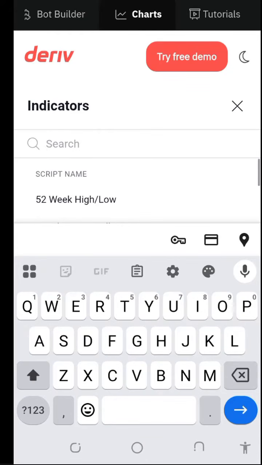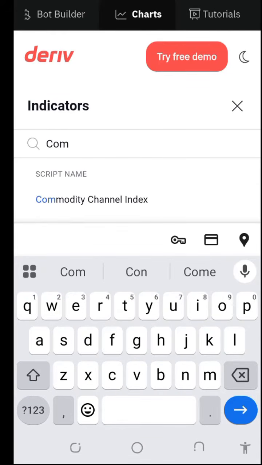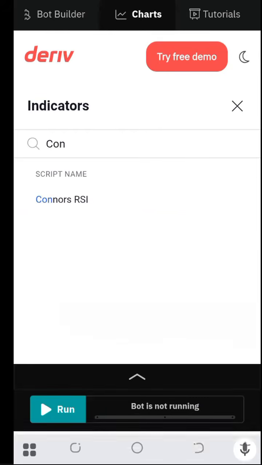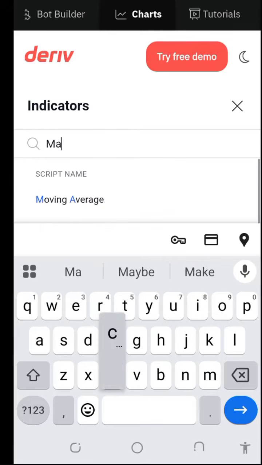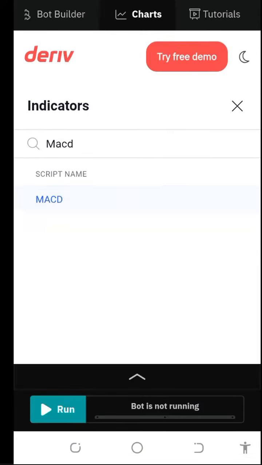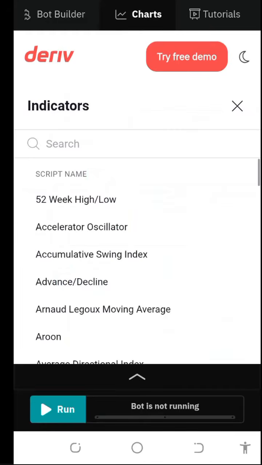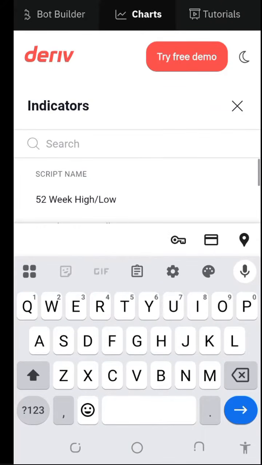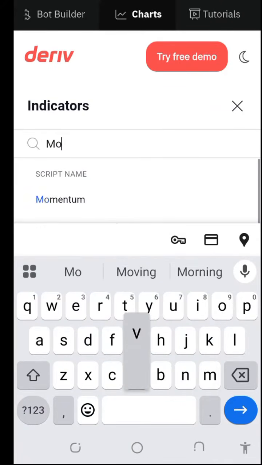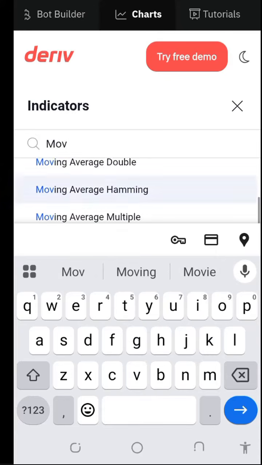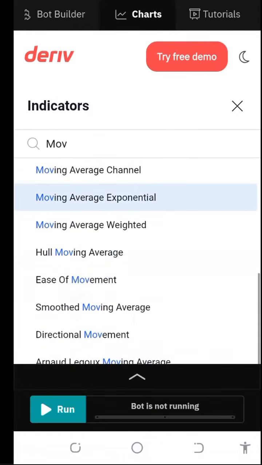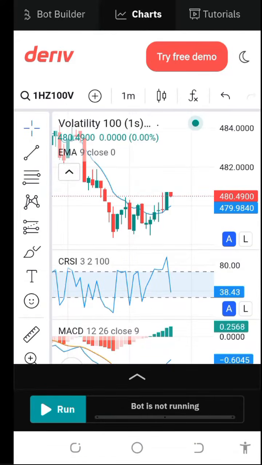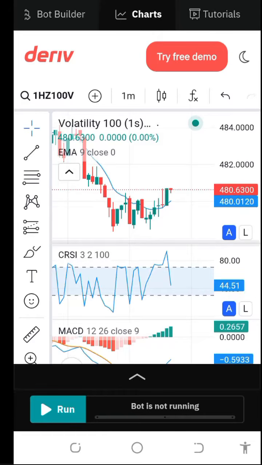The first one, look for Connors RSI, and this one will give us a short term overbought or oversold conditions. And then come to the MACD. The MACD will give us the trend direction and strength. And then the third indicator is the exponential moving average. This one will help us in the overall trend direction. It reacts faster to price changes as compared to simple moving averages.